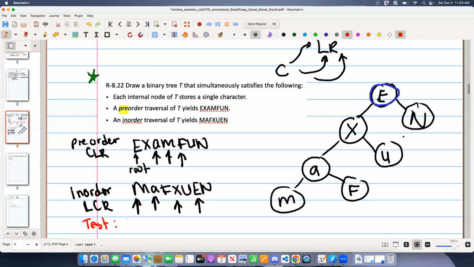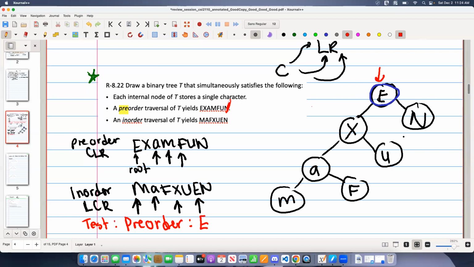Okay. So you can test this easily. If you're stuck on the exam, you will have enough time. Don't think that you're going to be pressed for time. You will be fine. You have pre-order. Okay, let's see the pre-order. Pre-order is center, left, right.